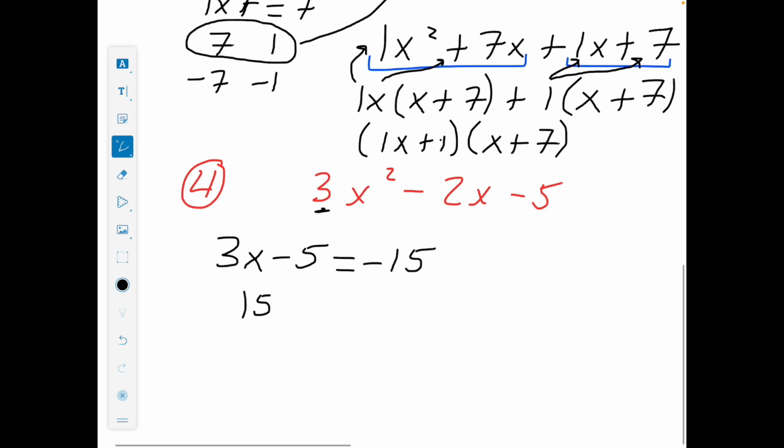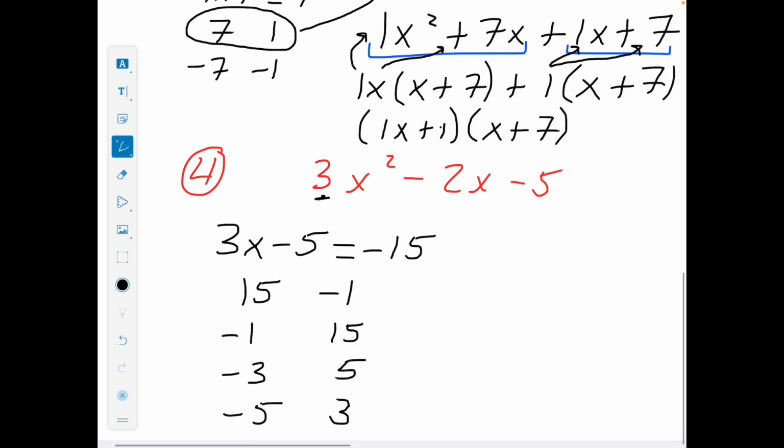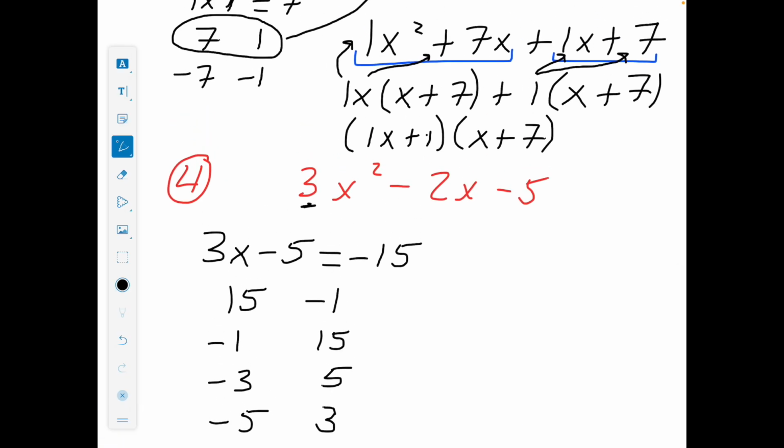Now we're going to write down the factors of minus 15. So to get a minus number, we need to multiply a positive number by a negative number. So we could have 15 multiplied by minus 1. We could have minus 1 multiplied by 15. We could have minus 3 multiplied by 5, or minus 5 multiplied by 3.